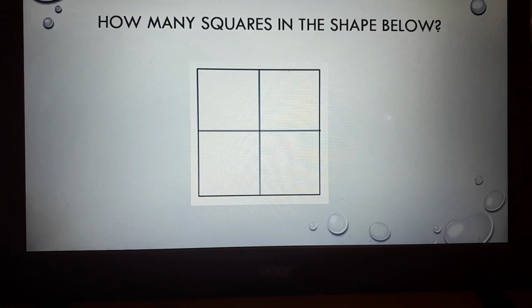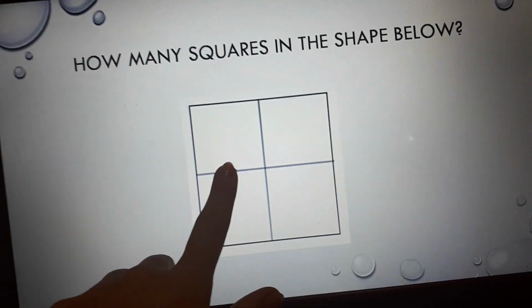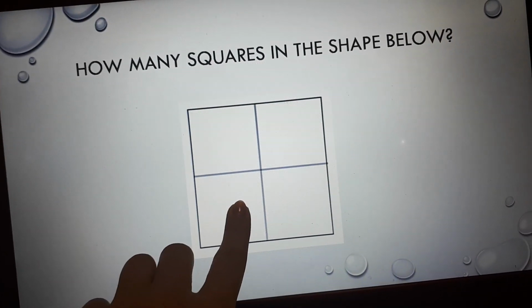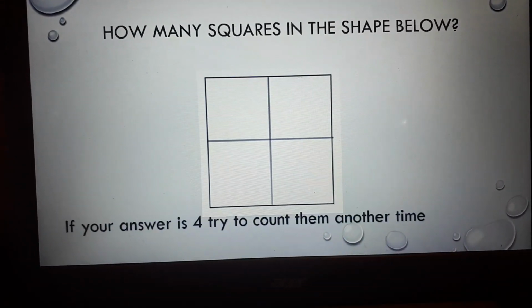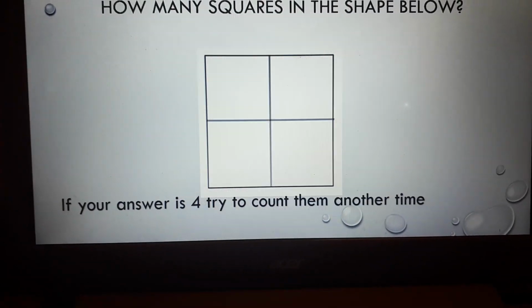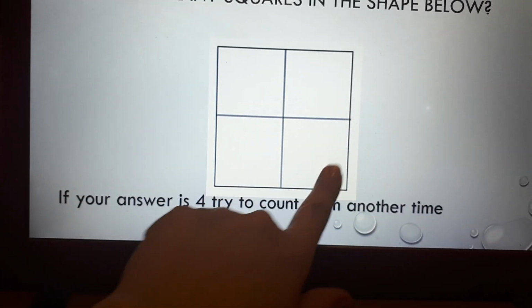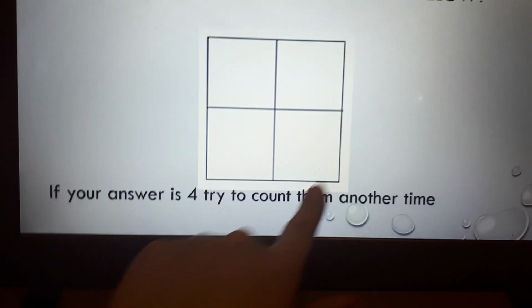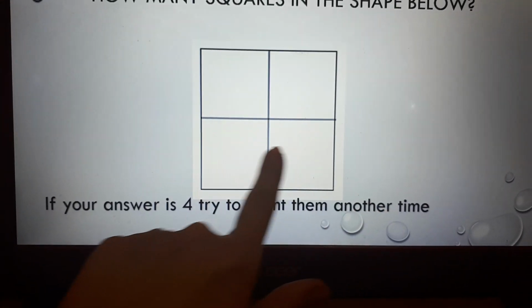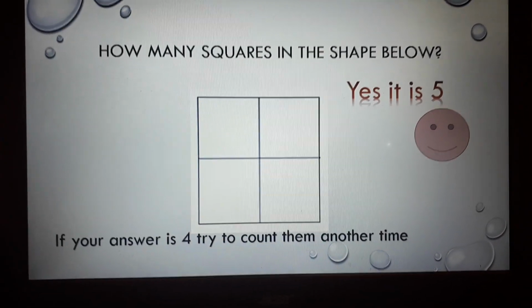How many squares are in this shape? Let's count together. Come on. 1, 2, 3, 4. Is there a missing number? If your answer is 4, no. Try to count them another time. Yes, we are wrong. Why? Because we forgot to count the big square here. Count the big square and then the small squares inside it. 1, 2, 3, 4, 5. Yes, it is 5. Great job.